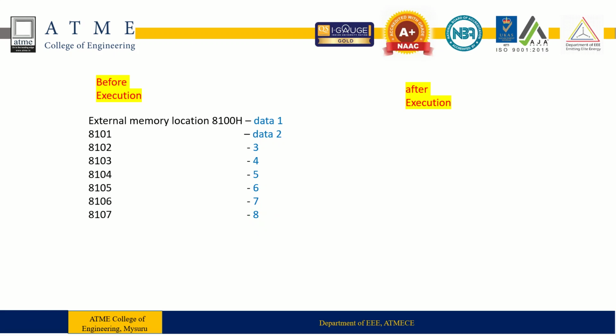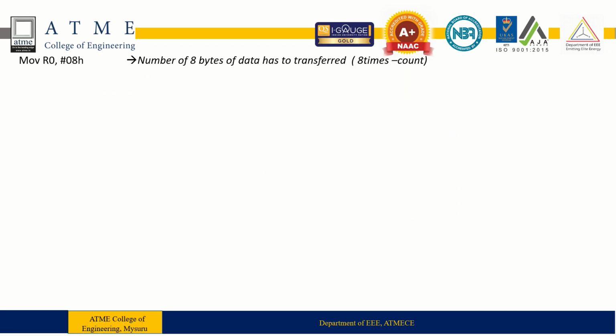After that, go to the debug session, then run the session. The 8 bytes of data are completely transferred to the 8200H memory location. You can observe that whatever data you have given in the first memory location 8100H is completely transferred to 8200. Likewise, the other data have been transferred, wherein the data 8 has been saved in the 8207 memory location. Further, we shall see how to analyze the program in assembly level language.